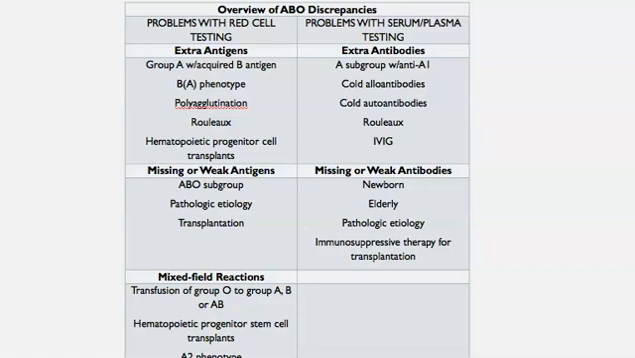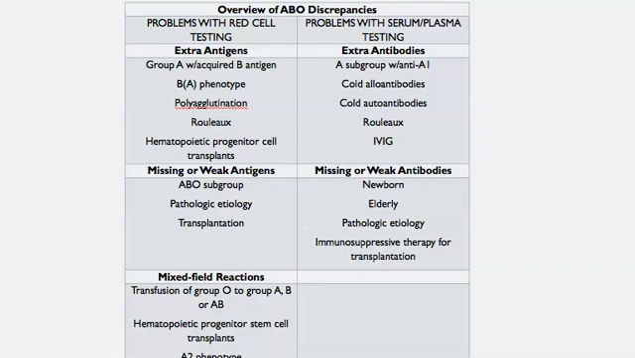And then again, here's that same chart that breaks it down into what phase of testing the discrepancy is showing up at. So is it in the forward type or the red cell testing? Is it in the back type or the plasma testing? And all of the different things that could be attributed to it, if you're seeing extra antigens, missing or weak antigens, or mixed field reactions, what it could be due to.